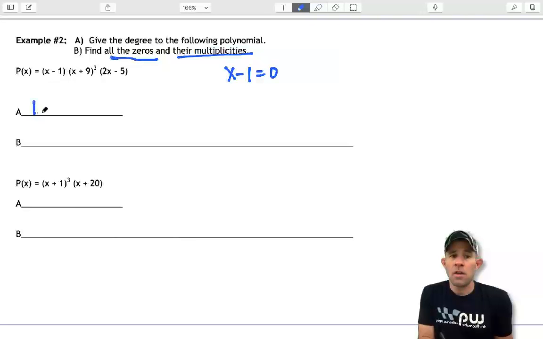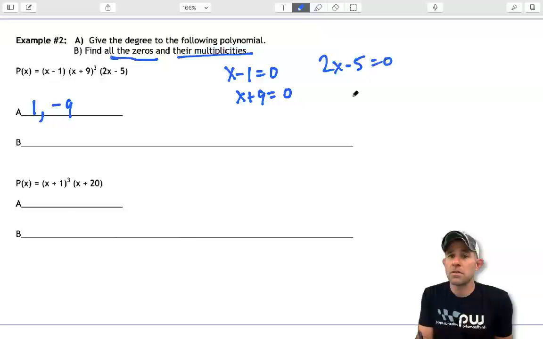So I'm going to get 1 when I set that first one equal to 0. X plus 9 needs to be set equal to 0. When I move that over, I get negative 9. And then I'm going to take my 2x minus 5, set that equal to 0, add my 5, and divide by 2. So I get 5 halves.